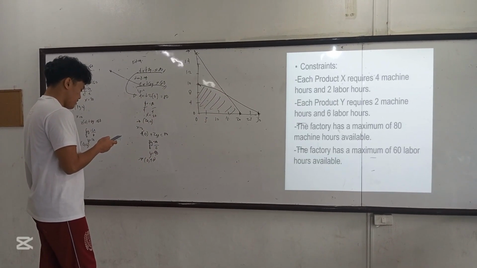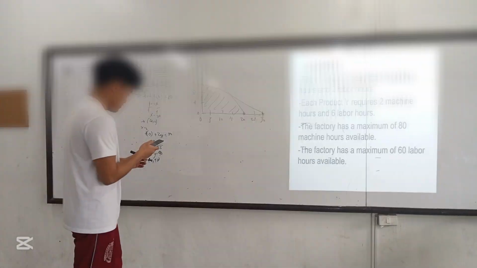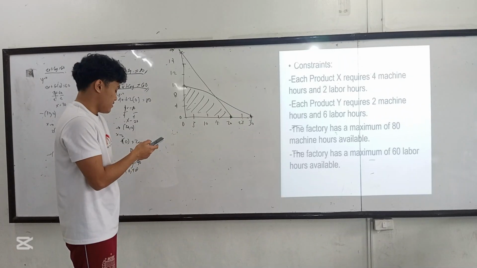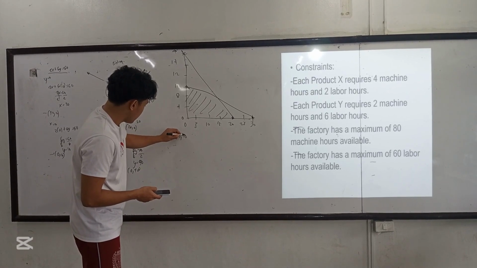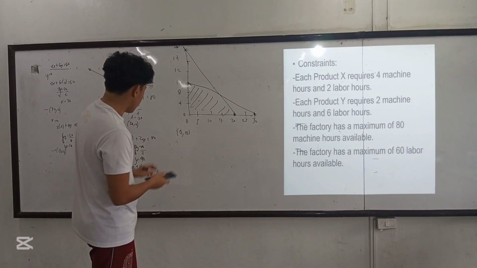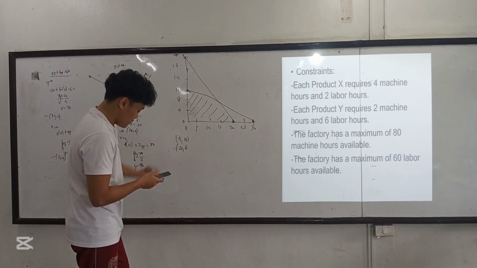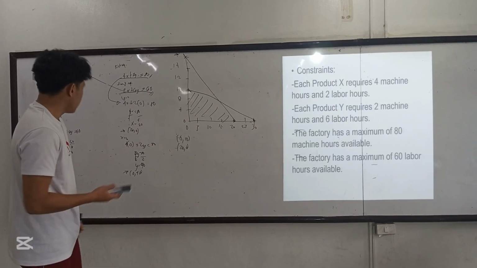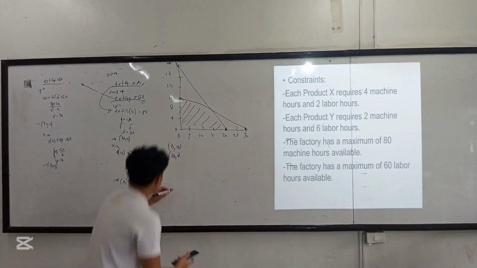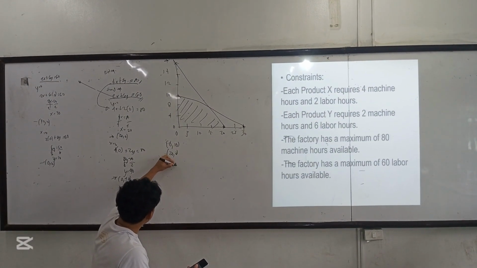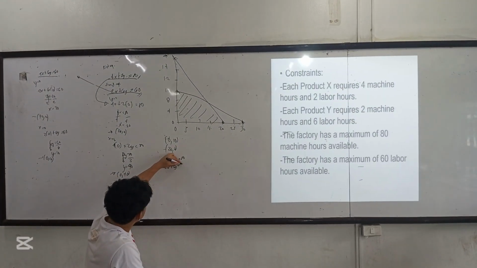And we must calculate the intersecting points. The intercepts are: the minimum of product y is 0 to 10 is the maximum product, and the minimum of product y is 20 and 0. Use the first equation to find the intersection: 4x plus 2y equals 80, and 2x plus 6y equals 60.